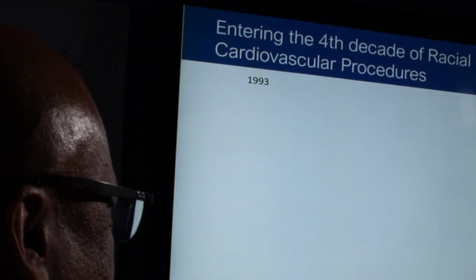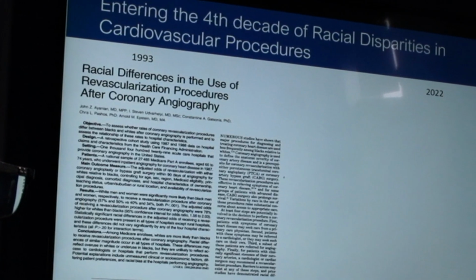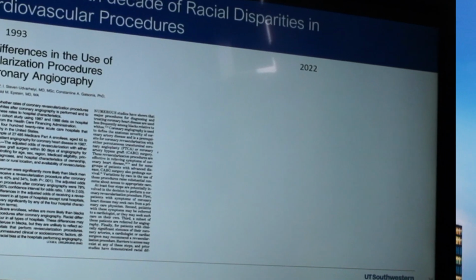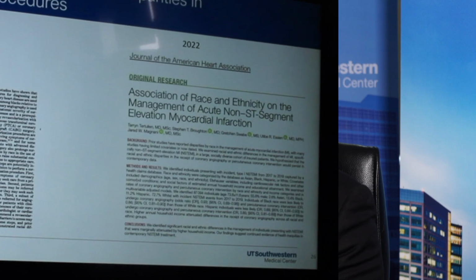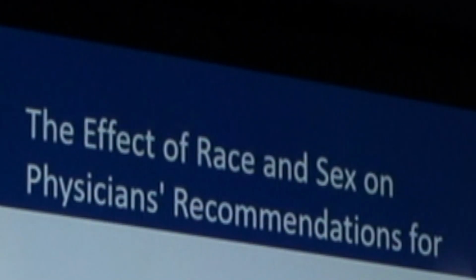These disparities in cardiovascular procedures are not new, and the first studies to show them were way back in the 1990s and have continued in the medical literature up until the 2020s. So there's been now 4 decades of papers in the published literature showing that there are racial disparities in the use of therapeutic cardiovascular procedures.